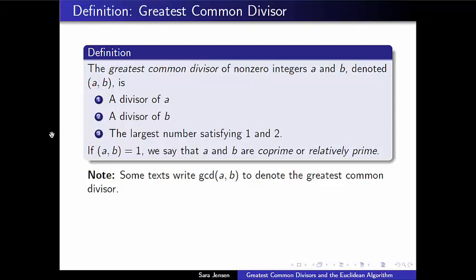Along with this definition is another definition which will be incredibly important to us. If we have numbers whose greatest common divisor is 1, notice that 1 will always satisfy 1 and 2. 1 divides everything, so certainly 1 will divide a and 1 will divide b. If there's no bigger number than 1 that satisfies 1 and 2, then there's a special relationship between the integers a and b, and the name we'll use for that relationship is that those two integers are coprime, or occasionally we'll say that they're relatively prime.